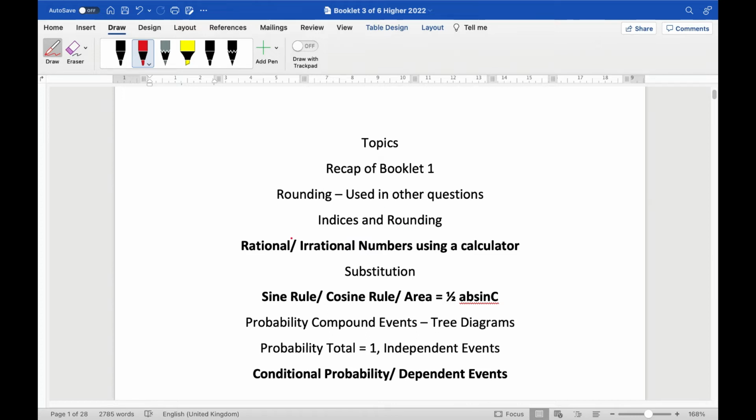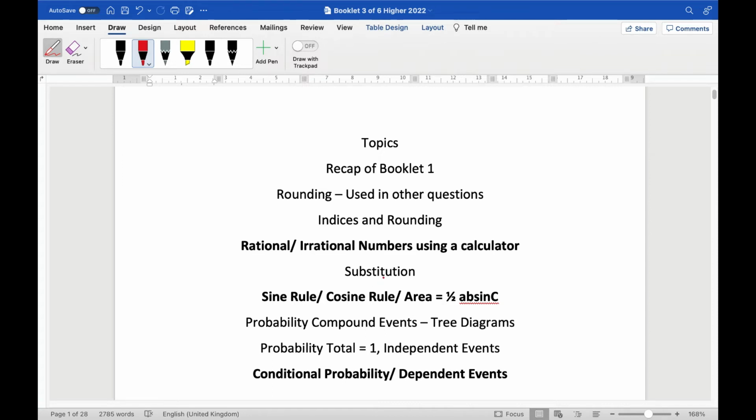A bit of rational and irrational numbers. Again, normally linked to surds. But what we might get in a paper in this booklet is give me 2 irrational numbers that multiply to make a rational. I don't know. We'll look at questions there anyway.